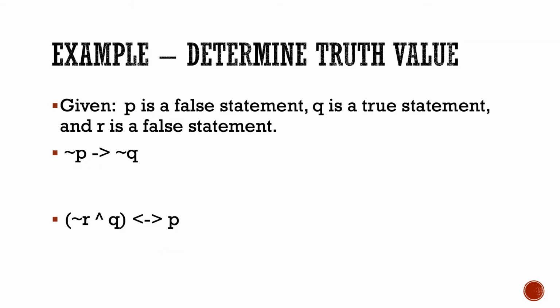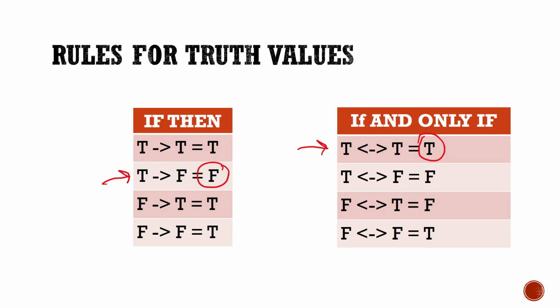All right, and then these are the last two parts to that same problem. So we have the negation of P. Remember, P is false, so the negation of P would be the opposite, so that would be true. And then we have the negation of Q. Q is true, the opposite of that would be false. So on our if-then table, we're looking for the one that starts with true and ends with false. This is the one that we have marked here, true, then false, and we know that that's false.